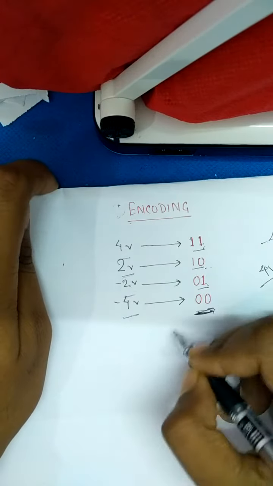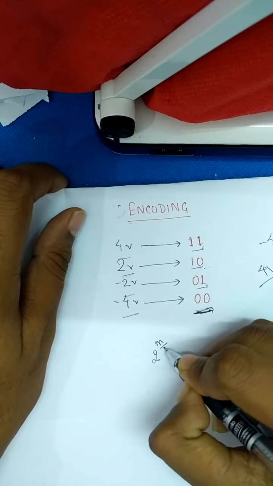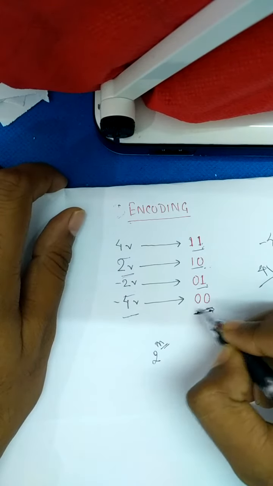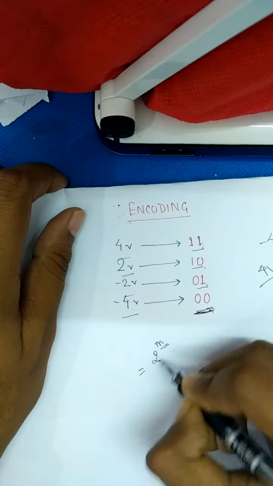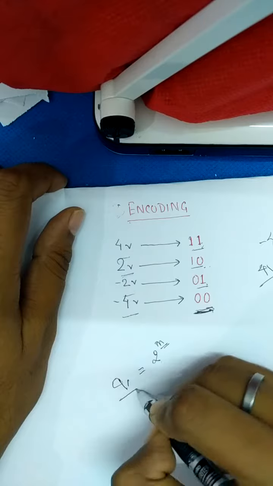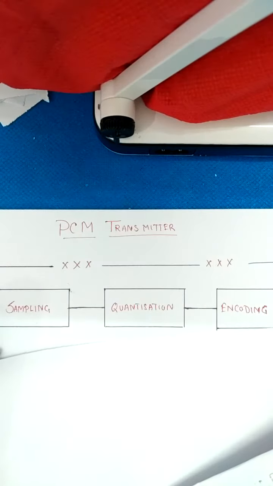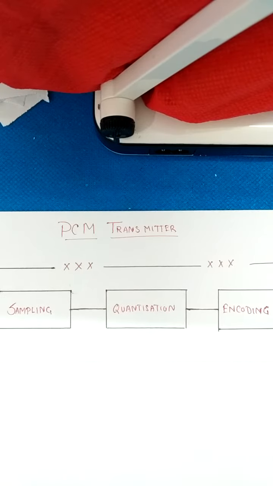So likewise. Now what happens is that we take it in the order of 2 to the power n, where n is the number of bits that represents each level. So it gives 2 to the power n number of quantized levels. Okay, so now let's get back to our PCM transmitter. So how does it work actually?